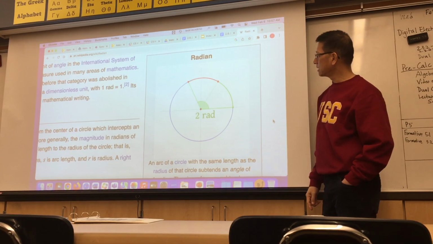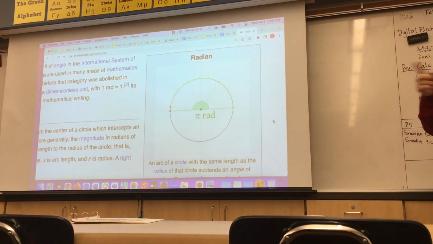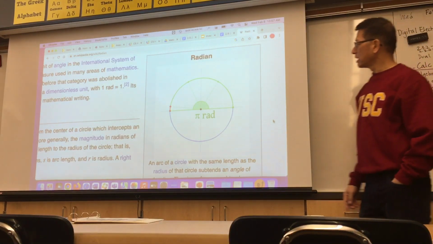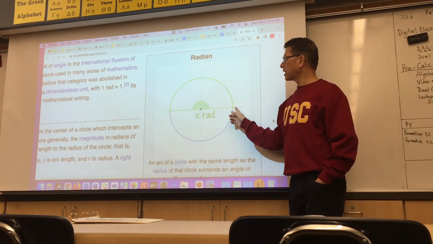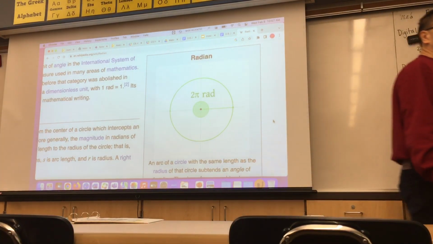How many degrees is 1 radian? We'll get to that, because there's a conversion between these. In half a circle, they're showing here that there are pi radians. So you can convert.